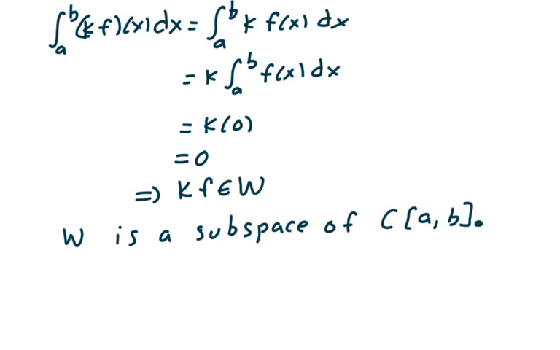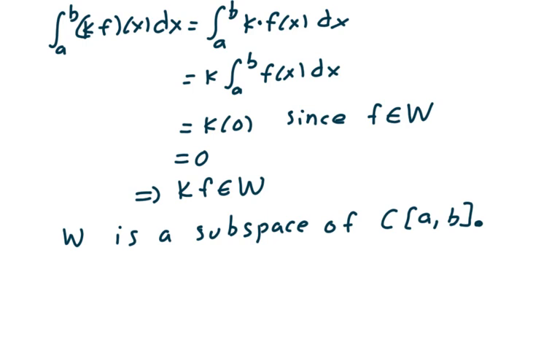Now, if we look at the integral from a to b of kf evaluated at x dx, but by the algebra of functions, we can write this as the integral from a to b of k times f of x dx. But I can pull the k out in front of the integral from calculus, and we can write this as k times the integral from a to b of f of x dx, and this is equal to k times 0 since f belongs to w. But that's equal to 0.